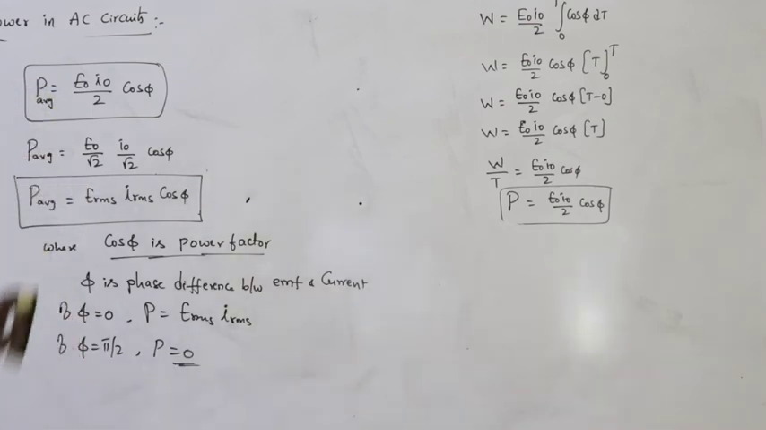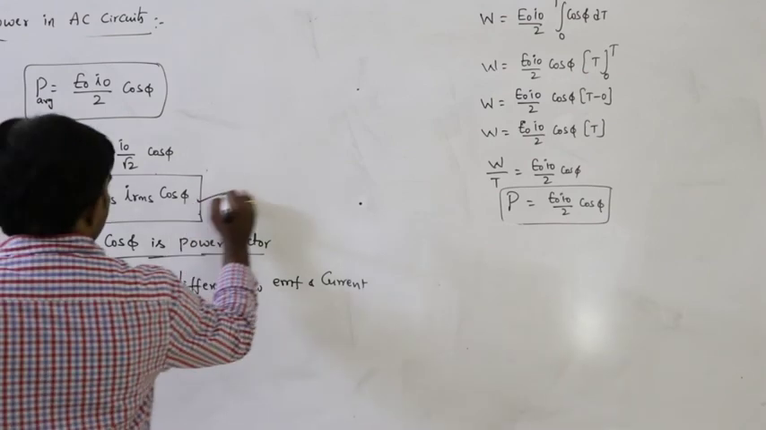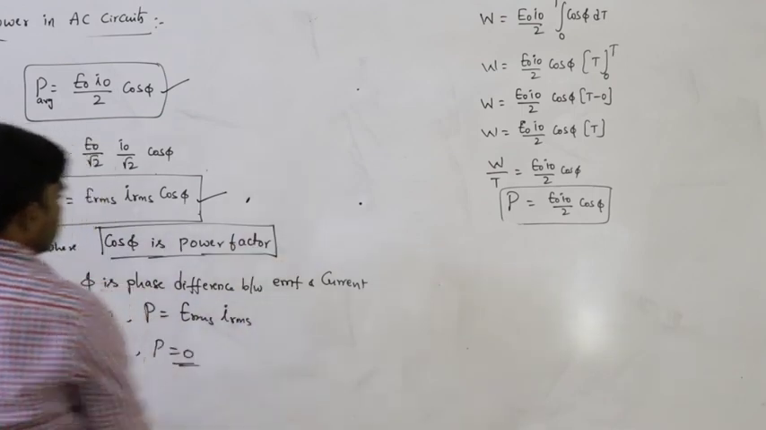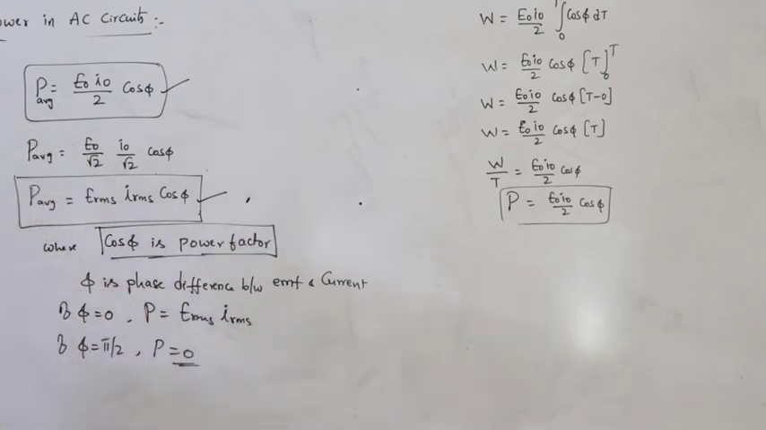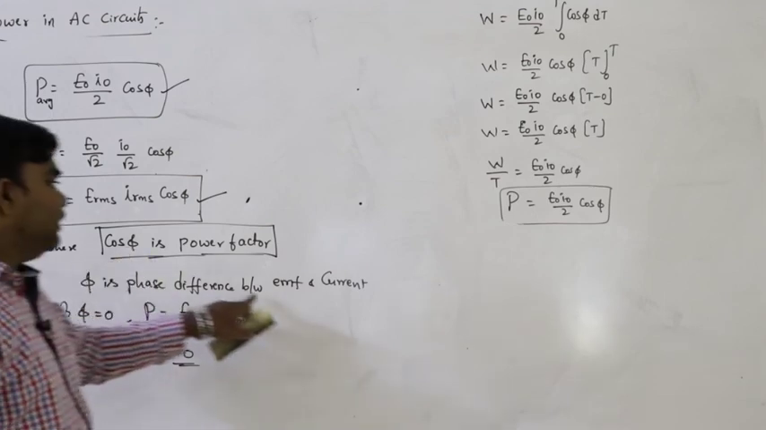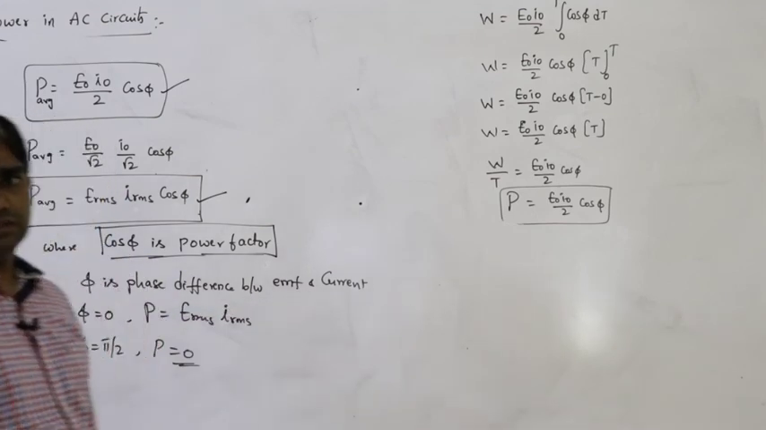This is the power in AC circuits. This is the power formula in terms of peak values and in terms of RMS values. Here cos phi is called the power factor. Cos phi is called the power factor. What is phi? Phase difference between EMF and current.